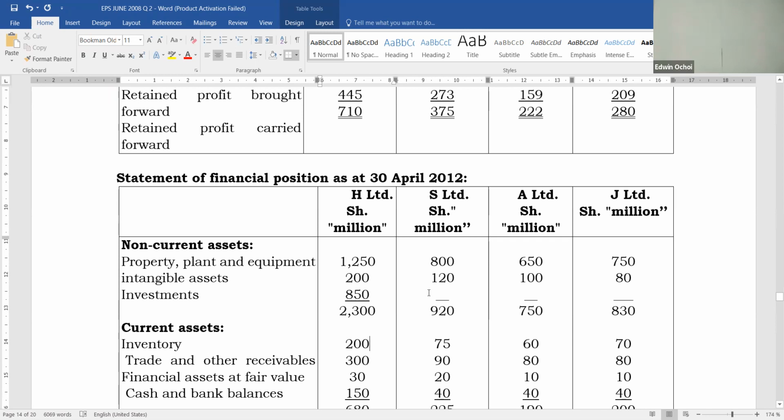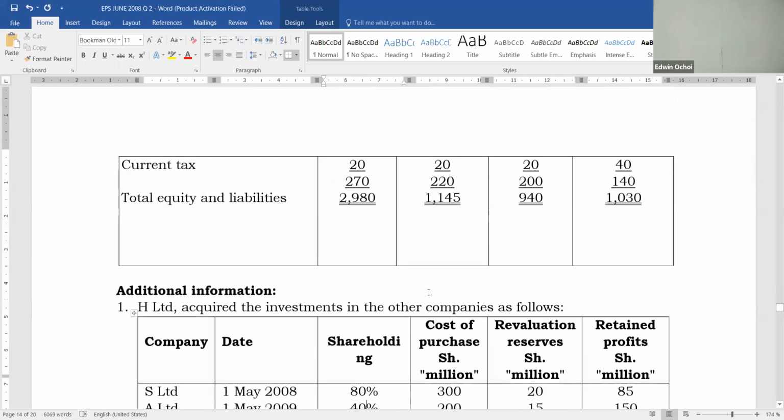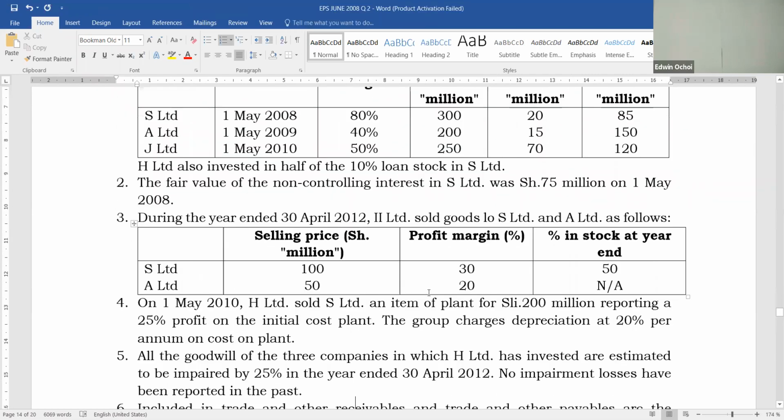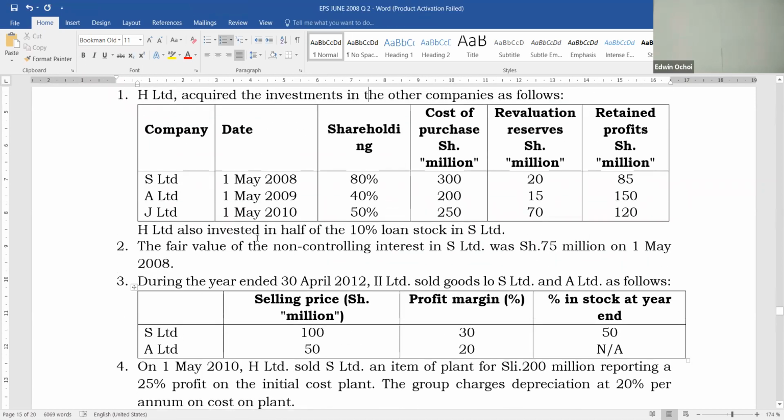Why is there a difference? They said something in the additional information concerning this. If you can see here, they say the H Limited also invested in a half of the 10% loan stock in S Limited. So H Limited also invested in a half of the 10% loan stock in S.